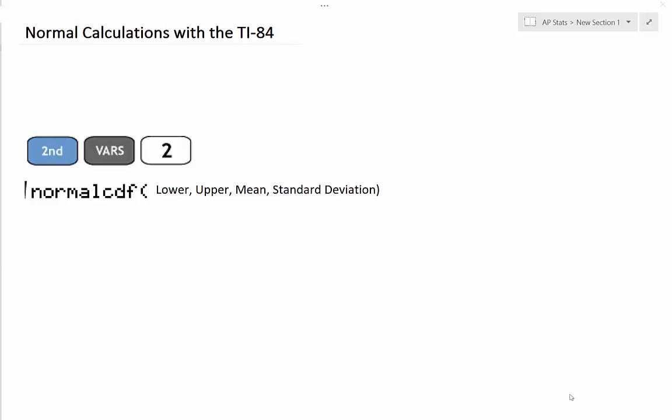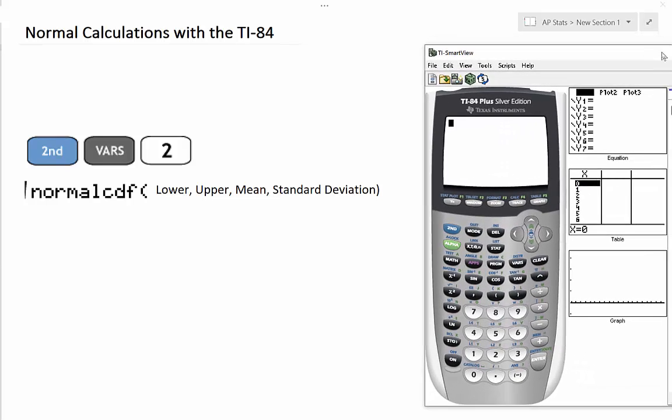Hello, in this short video I'm going to talk you through how to use the TI-84 to do the normal probabilities for you instead of using the tables. It is very easy to access the menu, whether you've got the old OS or the new OS. Ultimately the syntax is the same.